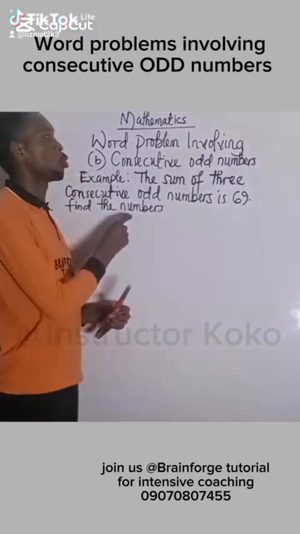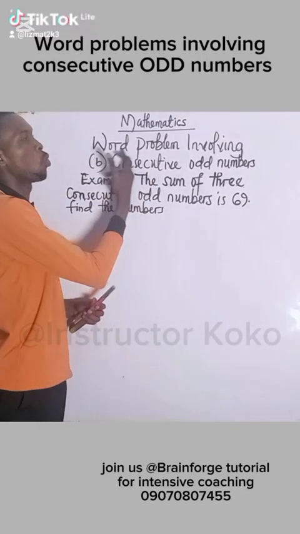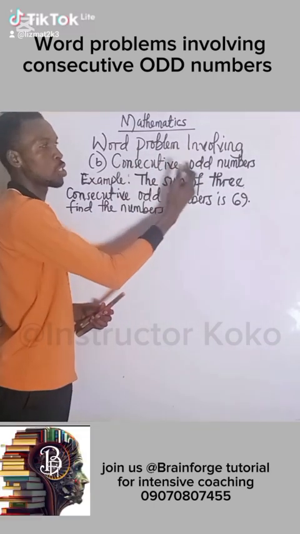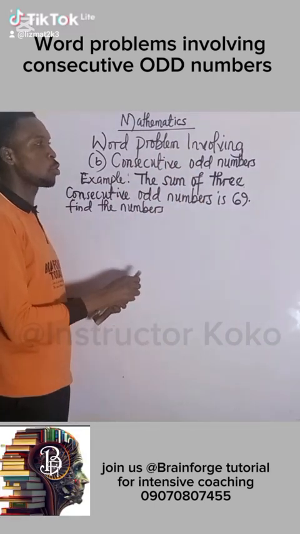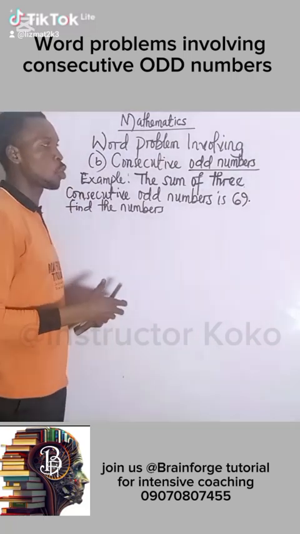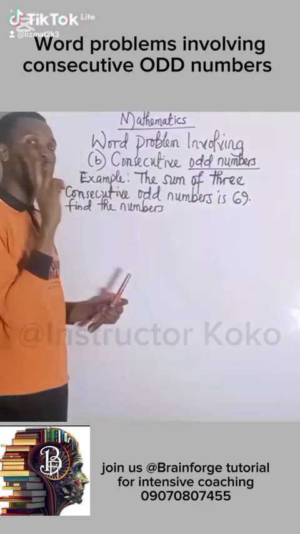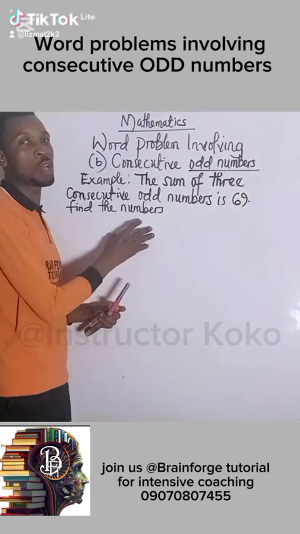Next is to develop how to solve word problems including consecutive odd numbers. Don't forget, the keyword here is what? Odd numbers. Of course, we have a question on the board. The sum of 3 consecutive odd numbers is 69. So we have to find the numbers.